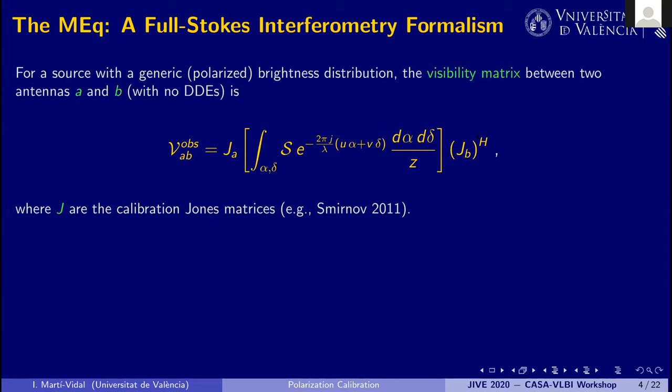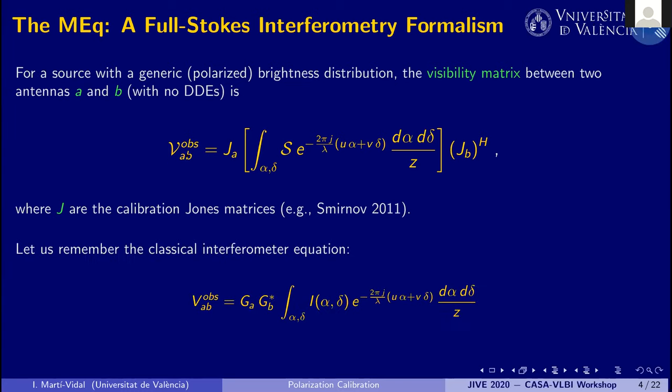And these J's here are the Jones matrices of the two antennas, which encode the information of all the gain and instrumental polarization of your instrument. So you can actually compare this equation to the classical interferometer equation, where instead of having matrices, we have scalars. So instead of having Jones matrices, we have just complex numbers that give us the gains of the antennas. In this case, we only care about the total intensity or what we call Stokes I. So the jump from Stokes I to the full Stokes formalism is basically a jump from the classical interferometer equation into the radio interferometer measurement equation. So you just change the scalars by matrices.